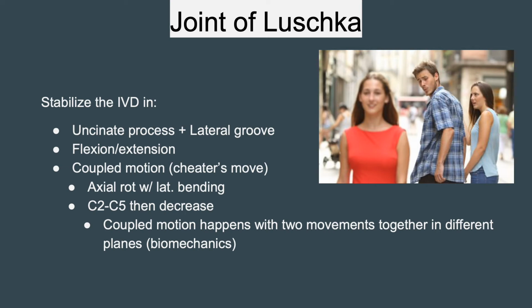So we call the coupled motion the cheater's move, because if you were looking at your paper and for no good reason you were trying to look at your neighbor's paper, you'd have to tilt your head and also bring your chin down towards your shoulder. So that's coupled motion. That's axial rotation with lateral bending. So that's where that uncinate process comes into play there.